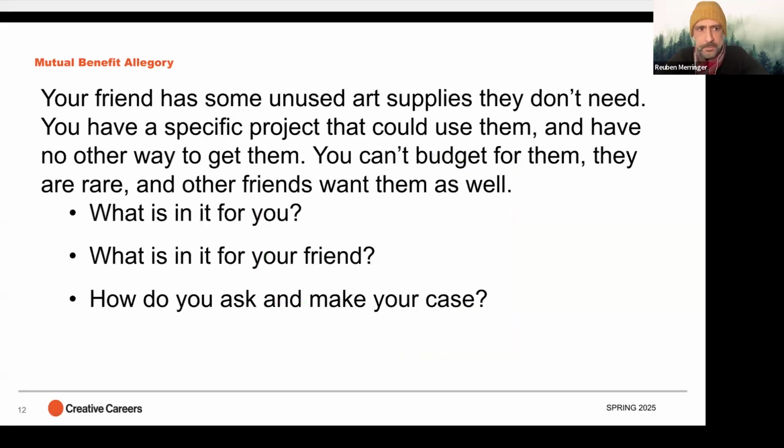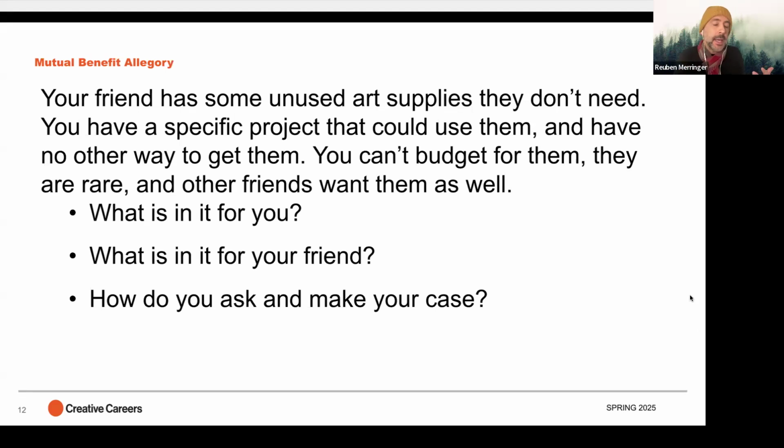Next slide. And so, to bring it to the arts, another simple allegory would be a situation where your friend has some unused art supplies, they don't need them. You have this specific project and you could use them, but you have no other way to get them. You don't have the budget for them. They're rare and other friends also want them as well. So if you imagine yourself in this scenario, you think about what would be in it for you, what is in it for your friend, that mutual benefit that we're talking about, and then how do you go about asking them and making your case?